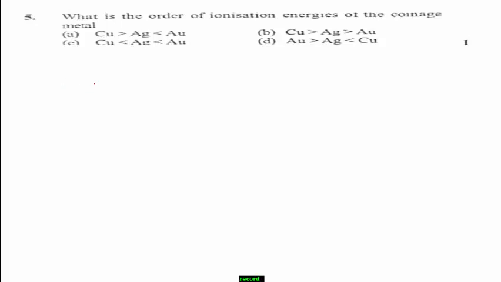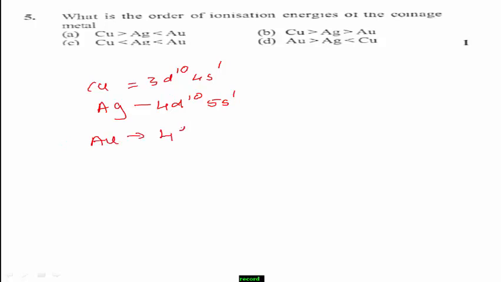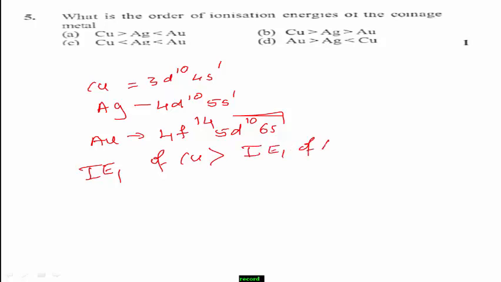Students, you know copper's electronic configuration is 3d10 4s1, silver is 4d10 5s1, and Au's electronic configuration is 4f14 5d10 6s1. In all the above cases, the unpaired s electron has to be removed. In the case of copper, a 4s electron is to be removed, which is closer to the nucleus than the 5s electron of Ag. So the first ionization energy of copper is greater than the first ionization energy of Ag.